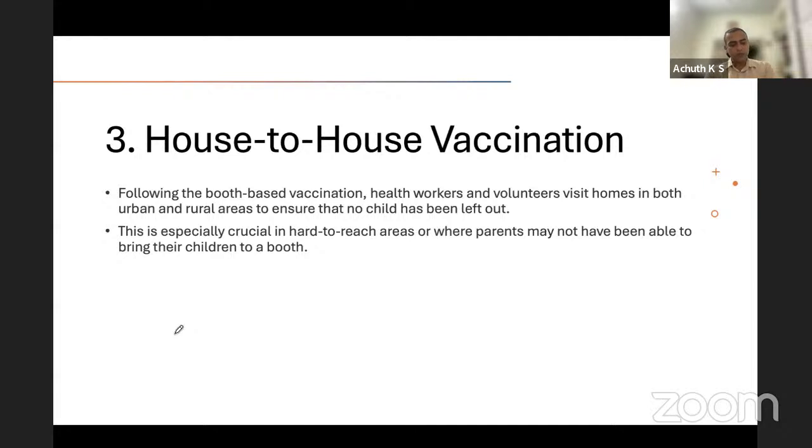House to house vaccination. Once the booth vaccination was done, house to house vaccination was carried out for the next 3 to 4 days. Why? If there are any children who were missed, these children were covered on those days. Who will do this house to house vaccination? Health workers and volunteers visit homes in both urban and rural areas, ensuring that no child has been left out. In some parts of the country, we call them ASHA workers and female welfare assistants who are going to do the house to house vaccination, including the Anganwadi workers also.